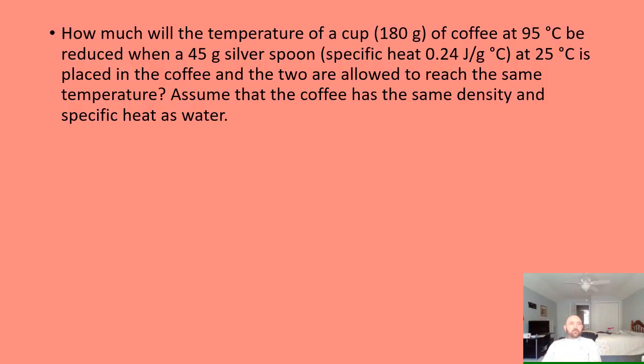We have another problem here on this slide that says, how much will the temperature of a cup of 180 grams of coffee at 95 degrees Celsius be reduced when a 45 gram silver spoon, specific heat of 0.24 joules per gram degree Celsius, at 25 degrees is placed in the coffee and the two are allowed to reach the same temperature. Assume the coffee has the same density and specific heat as water.